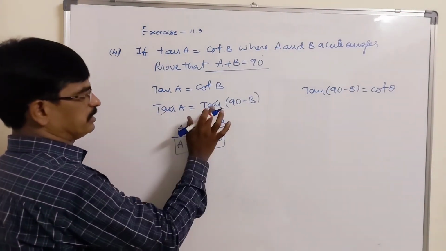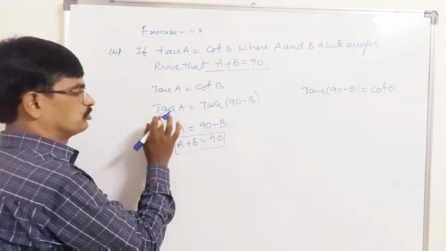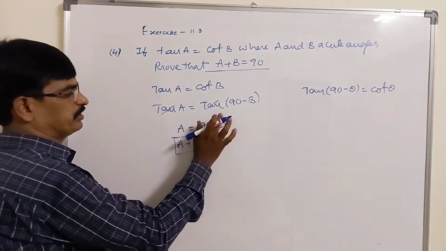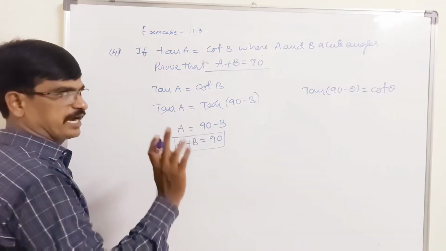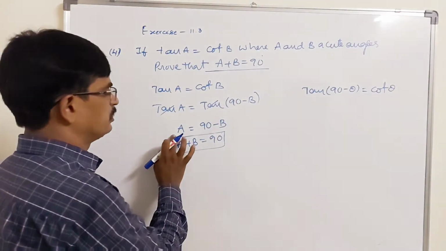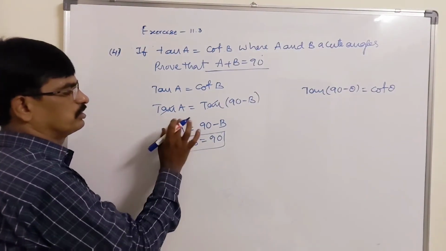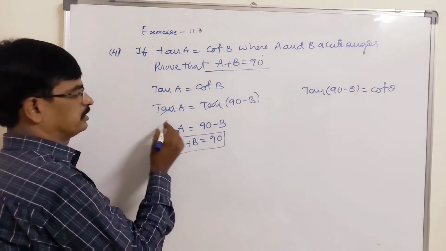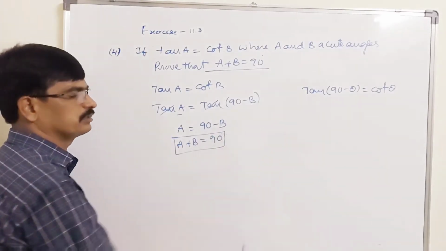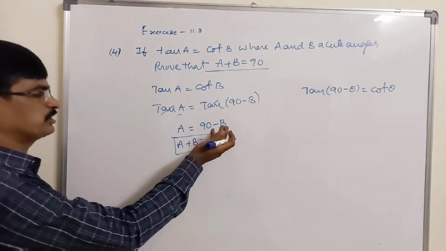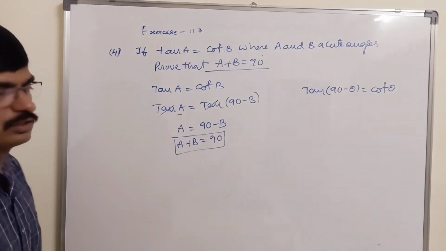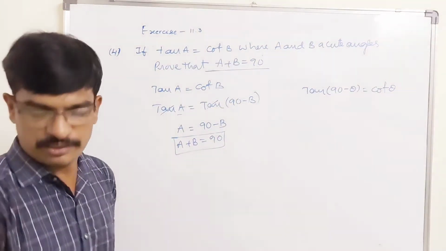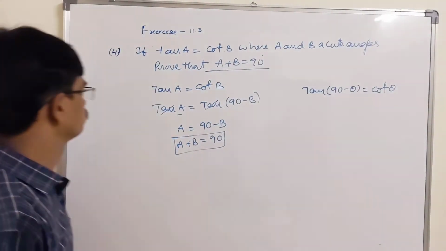So here tan gets cancelled, I said. So actually we have to apply inverse trigonometric functions on both sides. Then tan inverse of tan A becomes A, but in the state board now there are no inverse trigonometric functions, then A becomes 90 minus B. Then transposing minus B to here, then A plus B is equal to 90 degrees. That is, A and B are complementary angles.